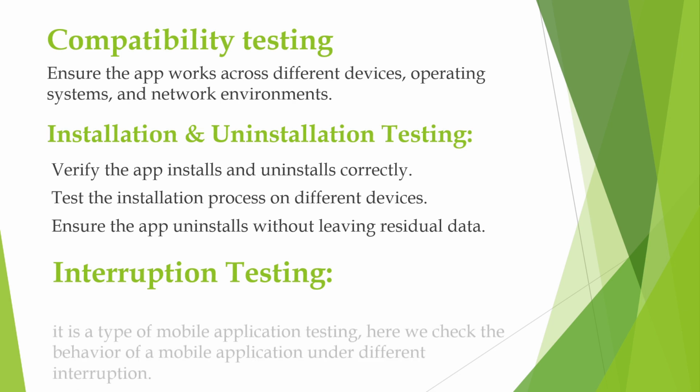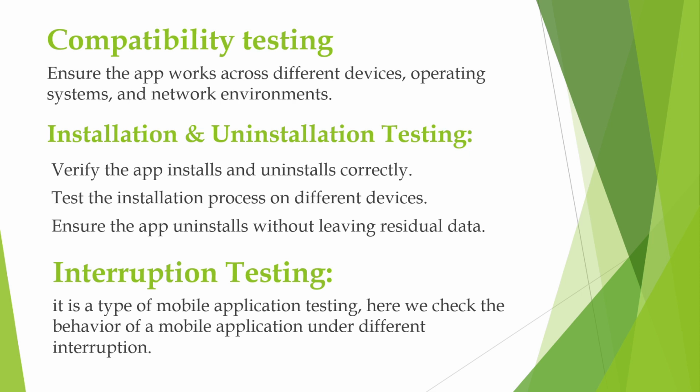Next is interruption testing. It is a type of mobile application testing wherein we'll check the behavior of a mobile application under different interruptions. We will ensure that the application handles the interruptions gracefully. We will test it with the different interruptions that we may face while using these applications, such as receiving calls or messages, and we'll also check how the application responds to notifications and other interruptions.